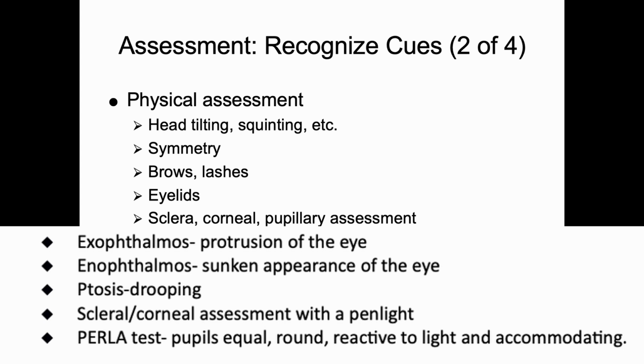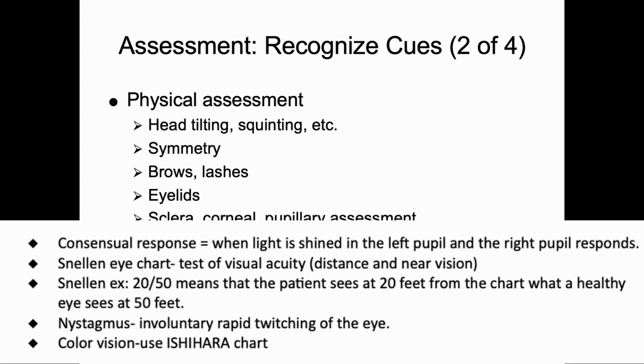Eyelids, they could have that ptosis, which is that drooping of the eyelid. Sclerocorneal pupillary assessment, that requires your pen light. What else is there? Vision testing. They'll do that blink reflex. That's where we look to make sure the pupils respond to light.